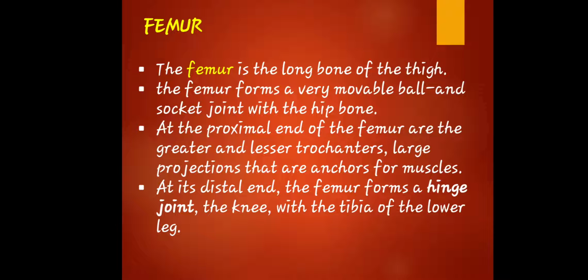Okay, so since I've already mentioned femur, let's discuss what is femur. The femur is the long bone of our thigh. The femur forms a very movable ball and socket joint with the hip bone. At the proximal end of the femur are the greater and lesser trochanters, large projections that are anchors for muscles. At its distal end, the femur forms a hinge joint, the knee, with the tibia of the lower leg.